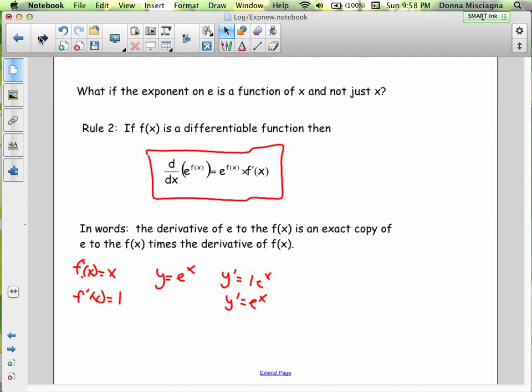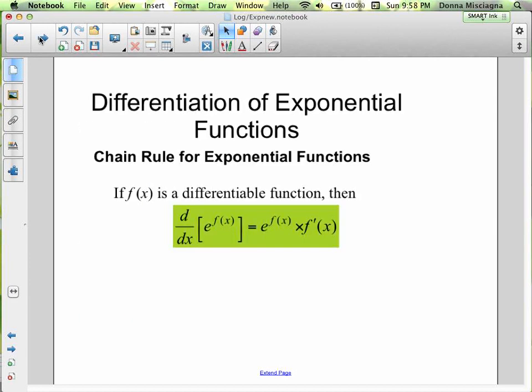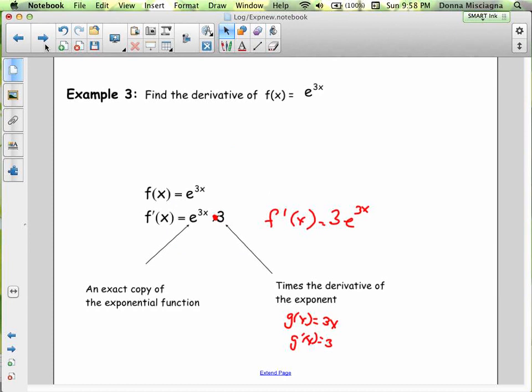All right, so let's take a look at a few where we have a chain rule. Differentiation of exponential functions, chain rule for exponential functions. Just a little reminder here: if f of x is a differentiable function, then the derivative of e to the f of x is e to the f of x times f prime of x. I think 1 or 2 I already have done for us.